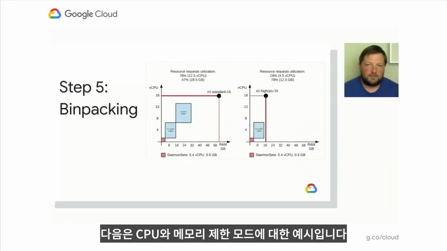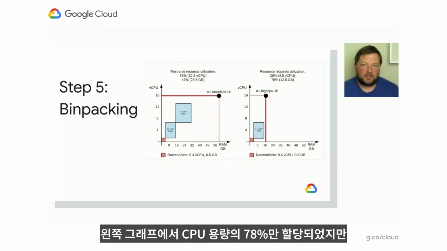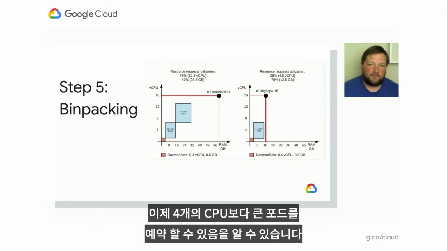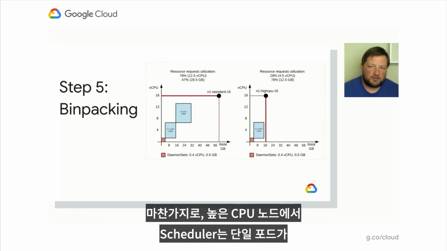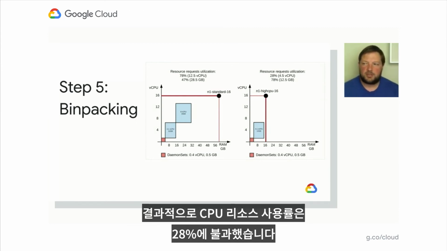Here's an example of CPU and memory constrained nodes. On the left graph, you can see that even though only 78% of CPU capacity is allocated, no pods larger than 4 CPUs can be scheduled. Similarly, on the high CPU node, the scheduler cannot add any new pods because the single pod has already allocated pretty much all memory capacity. So we ended up with CPU resource utilization of just 28%.